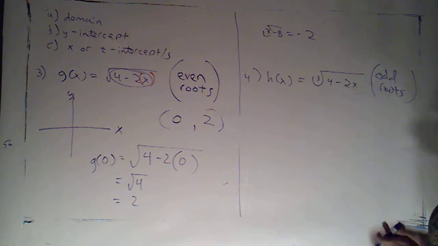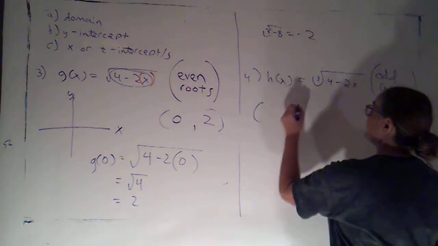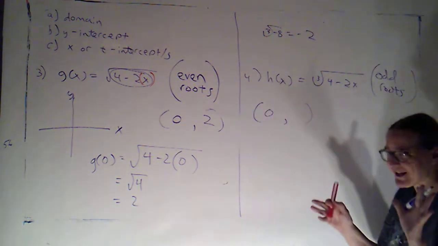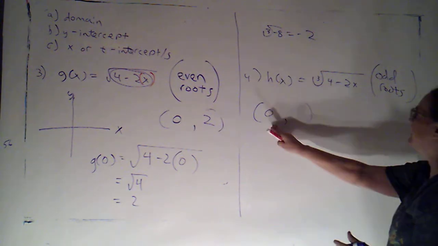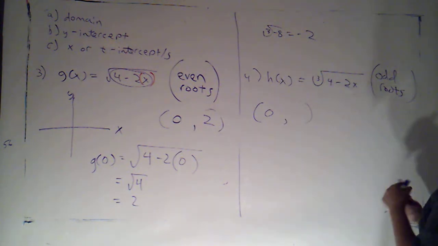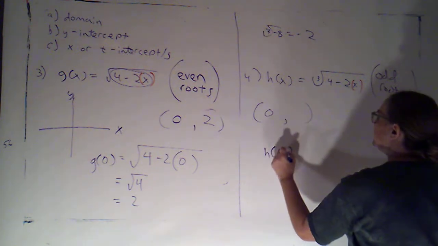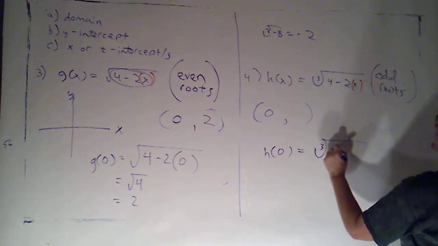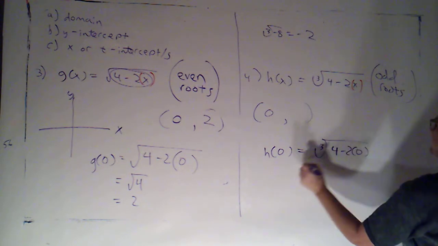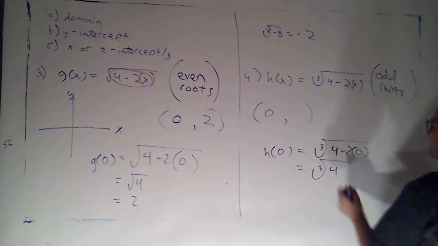Here, to find the y-intercept, I'm going to do something very similar. I'm going to remind myself that it's a point. It's not just a number, okay? But I want to plug in 0 for x. So we'll have h of 0 is the cube root of 4 minus 2 times 0. So that's the cube root of 4.